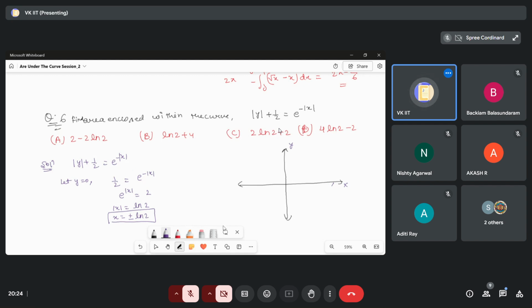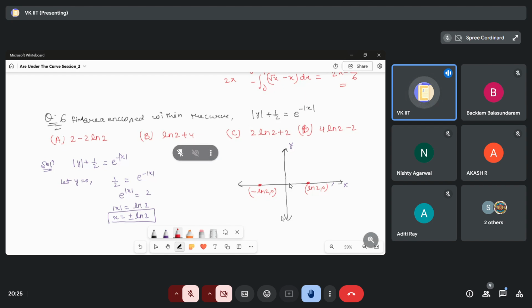So this is how we have to see how we can draw the diagrams. How can we find out the points first of all? So ln 2 and minus ln 2. ln 2 is nearly around 0.69. So we can draw that on this point. Let's say this is ln 2, this is minus ln 2, comma 0, comma 0. What about the y points?